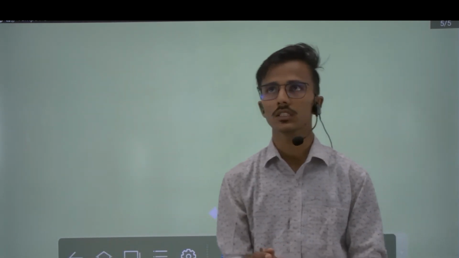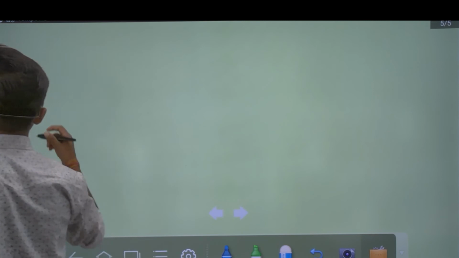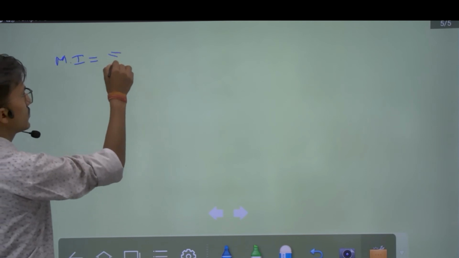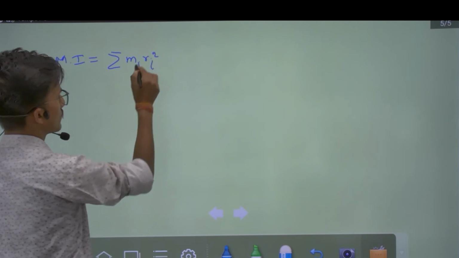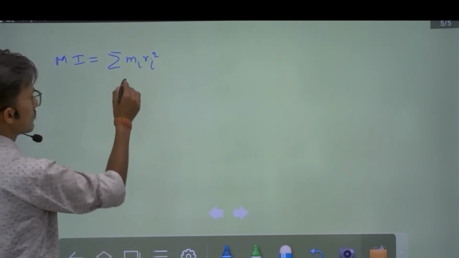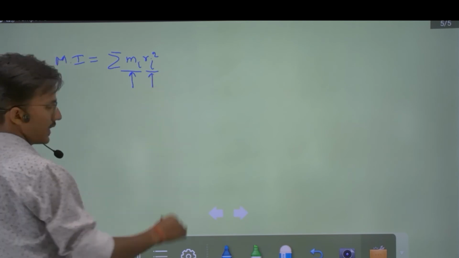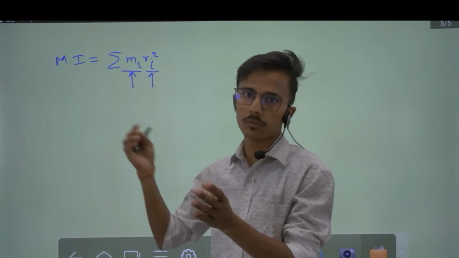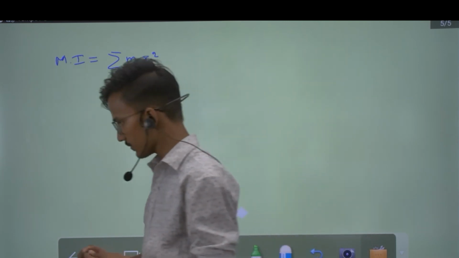Now there are some physical quantities on which the moment of inertia will depend. As we have written, moment of inertia I is equal to the summation of m_i r_i whole square. So the moment of inertia depends on mass, and it depends on the radius, or you can say the position of the mass from the axis along which the mass is rotating.